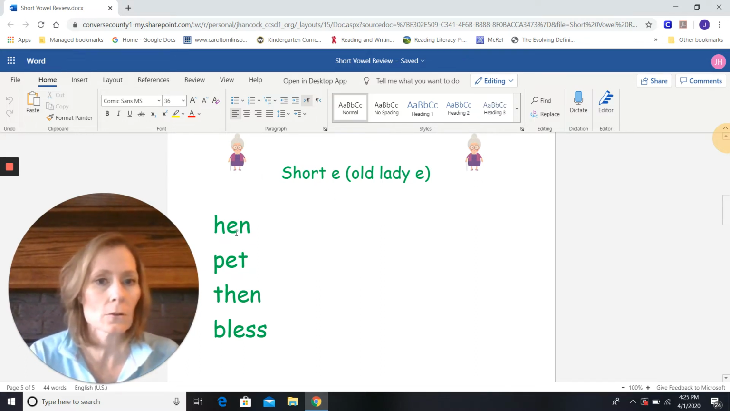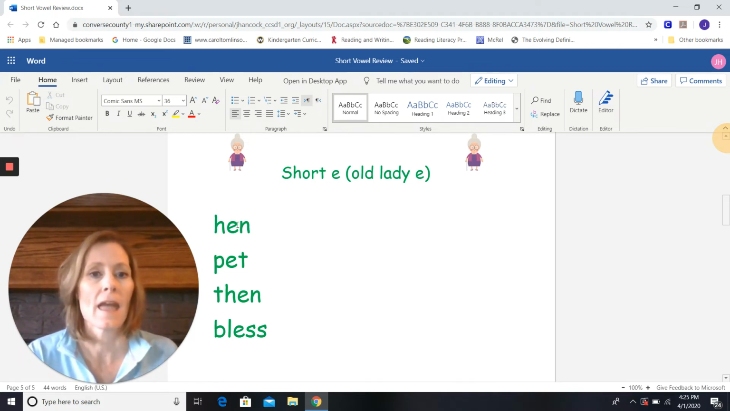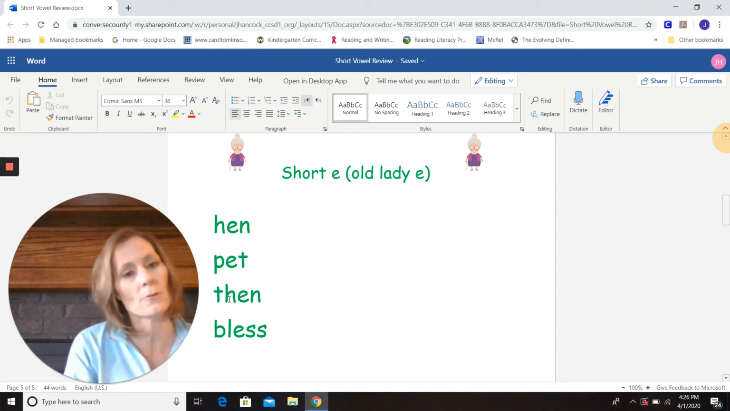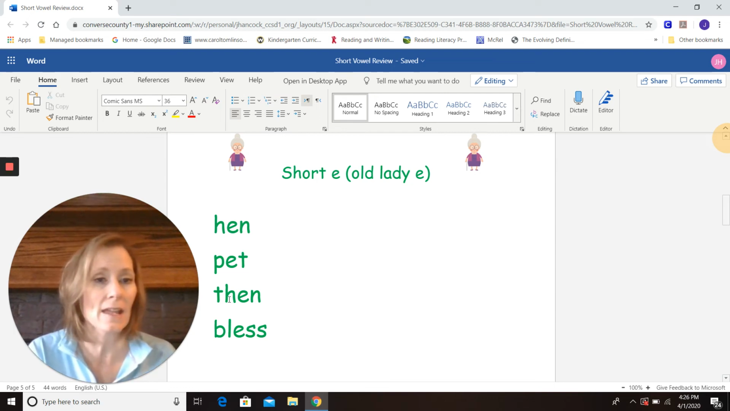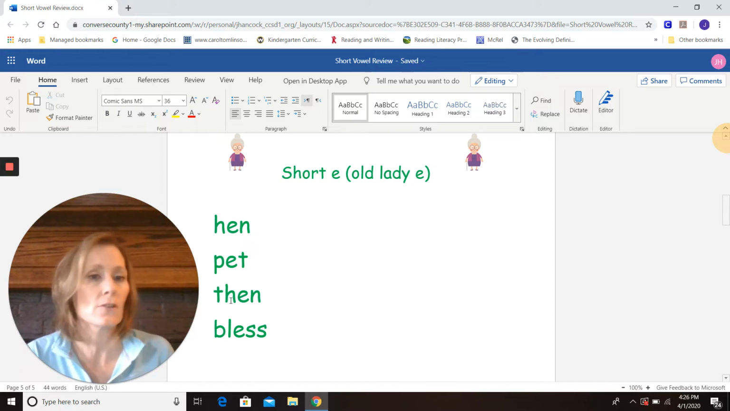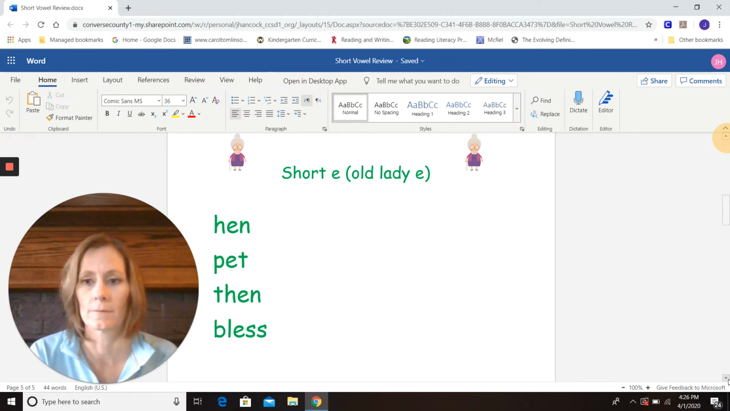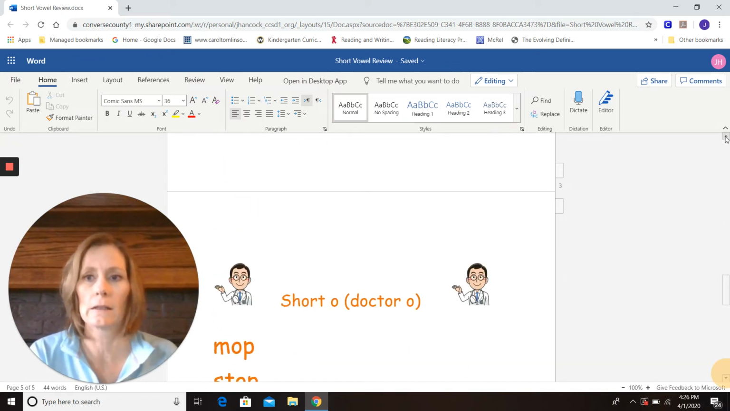So let's go ahead and use that old lady E sound with our words here. Again, a CVC word, hen. We'll move on to our next one. Yep, pet. There you go. Let's look at our next one with our TH digraph. T and H are the naughty letters. Remember, they stick their tongue out. Sometimes they're quiet, other times they're noisy, and these are the noisy letters today. Then. Let's move on to our last short E word. It is bless.